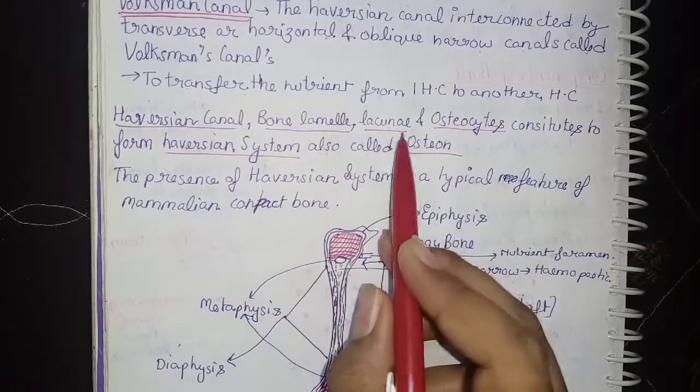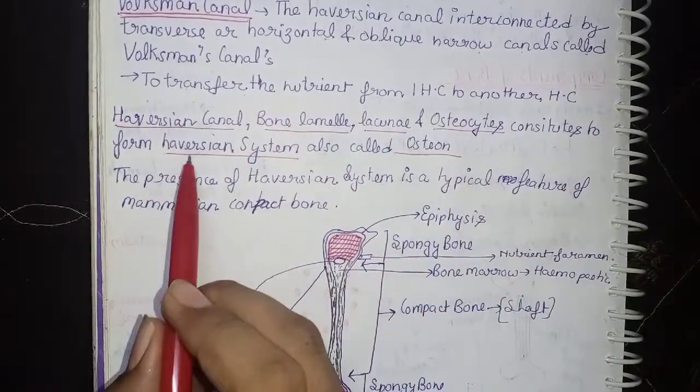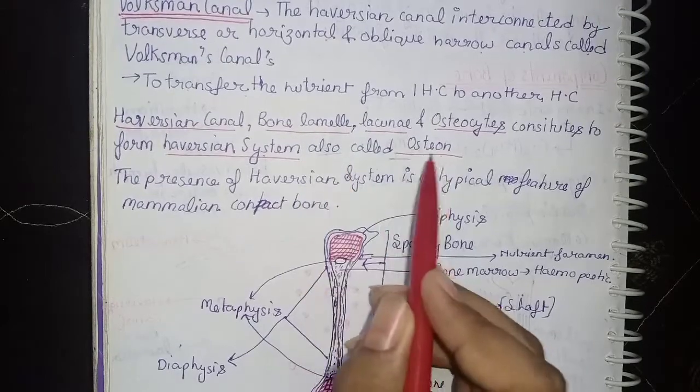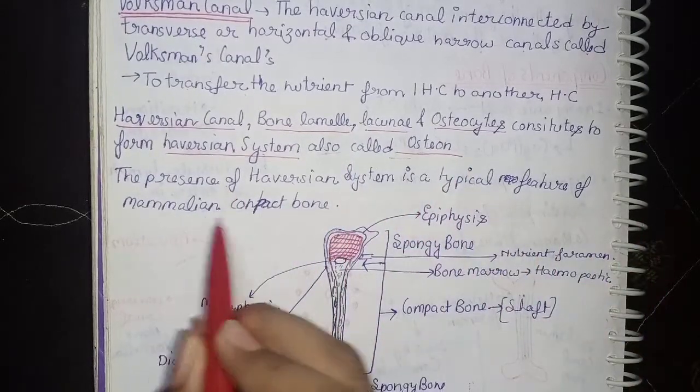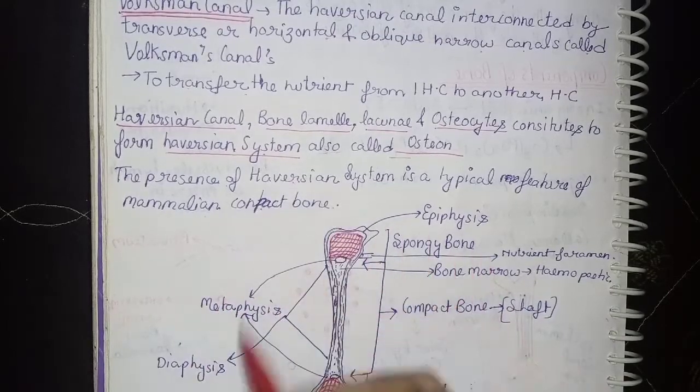Canal, bone, lamina, lacuna, and osteocyte constitute the Haversian system, also called osteon. The presence of the Haversian system is a typical feature of mammalian compact bone. So this is a compact bone.